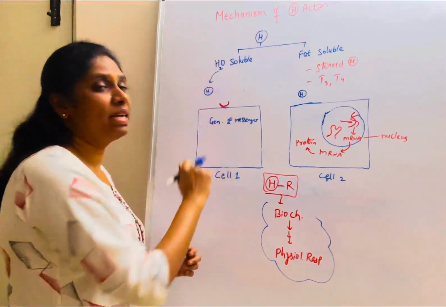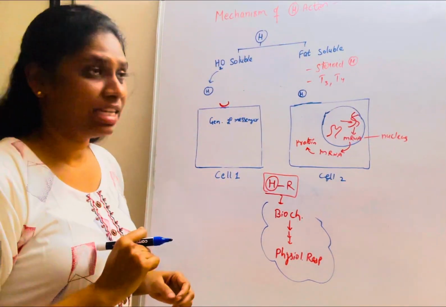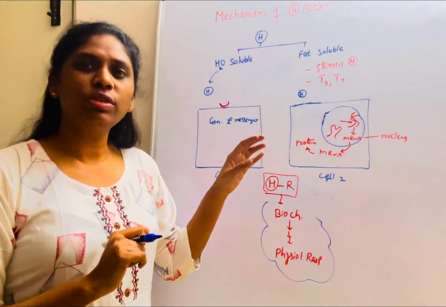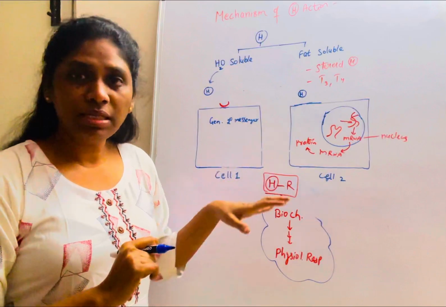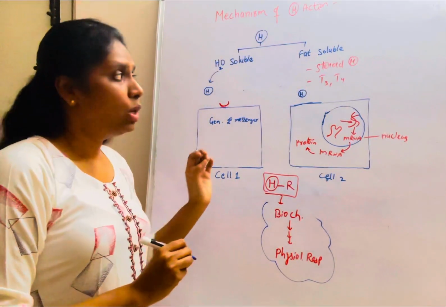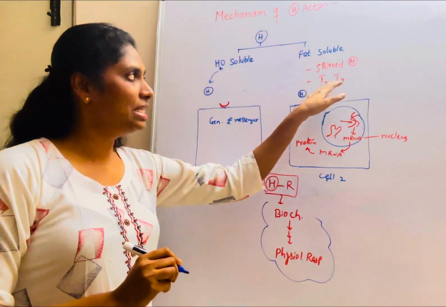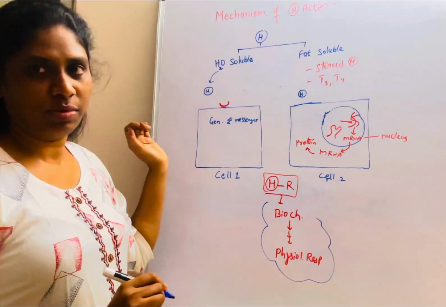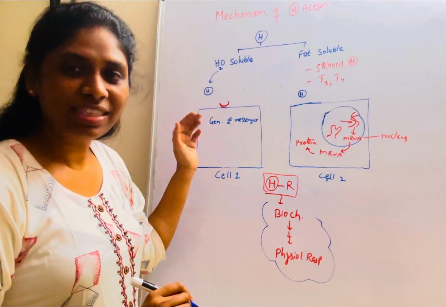Come, let's learn the mechanism of hormone action in today's class. To understand the mechanism of hormone action, we should at least know the chemical nature of a hormone. Basically, hormones are of two types, water soluble and fat soluble. All the steroid hormones, T3 and T4 come under this category. The rest of all hormones are water soluble. Very easy to remember, isn't it?